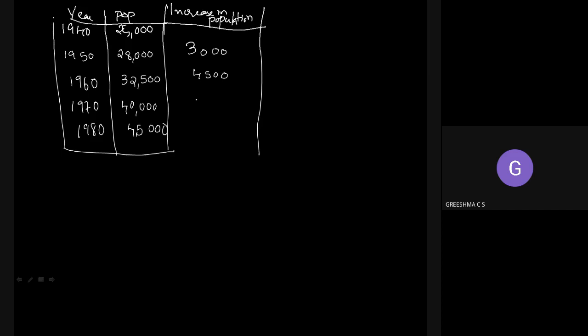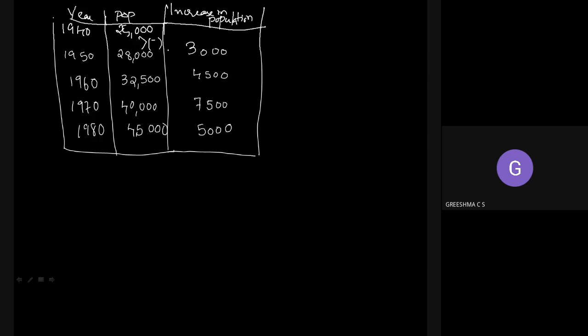Next there is an increase of 7,500. Between 1980 and 1970, there is an increase of 5,000. So this is the increase in the population. This is the same thing that we did in the previous problem. You deduct 28,000 minus 25,000, you get 3,000. Same thing, deduction only.